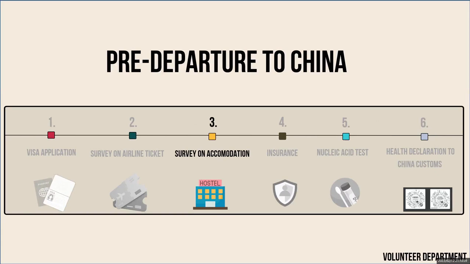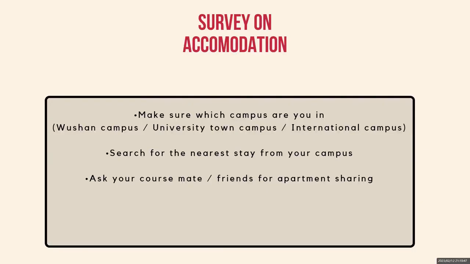Now, number three, the topic that we're going to talk about is survey on accommodation. These are the points that you need to make sure when you're choosing a place you want to live on. First is make sure which campus you are located in, Wushan campus, University Town campus, or International campus. And then search for the nearest stay from your campus if it's not that expensive. And then ask some of your friends to live together to share the cost.